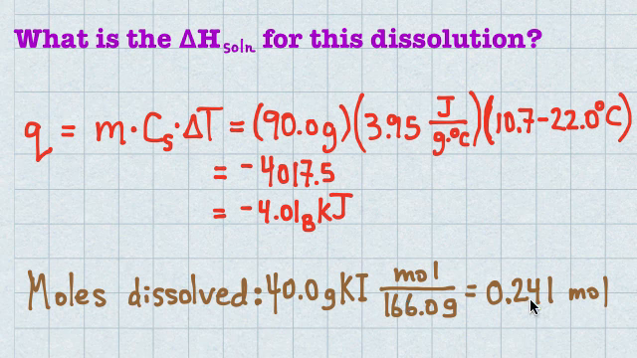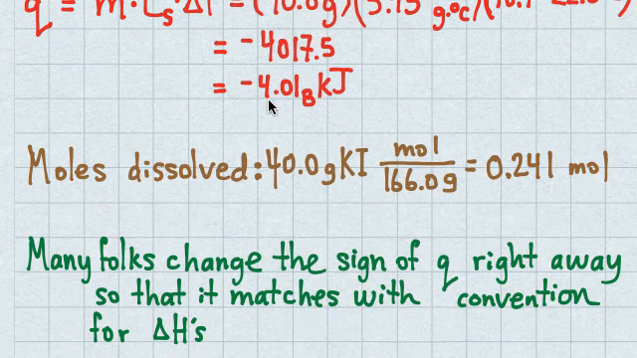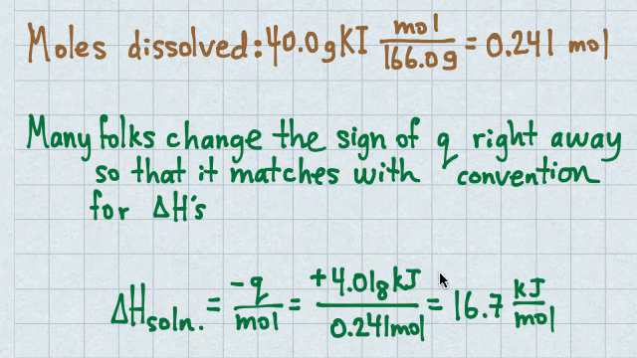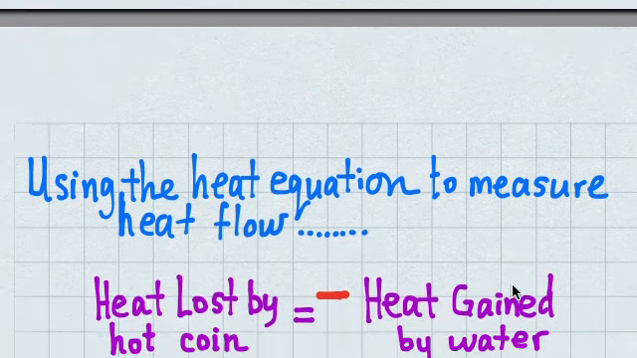So I changed grams to moles for the KI just because I know I'm going to need to divide the Q, 4.02-ish kilojoules, by the moles. And to find the delta H by convention, I'll change that negative to a positive and divide kilojoules by moles, and voila, there you go. Interesting.